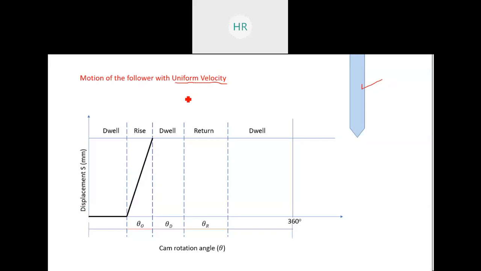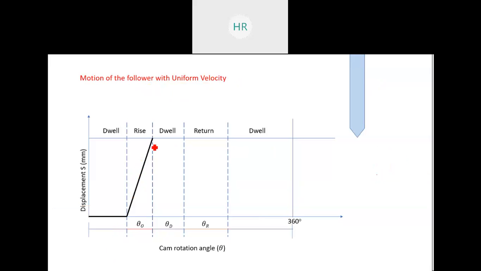So uniform velocity is represented by this line, this displacement, linear displacement and angle. The uniform velocity will be represented by an inclined straight line. This is a straight line, not a curve. Mind well, in motion of the follower with uniform velocity, all the lines will be straight lines. No curved line will be present.